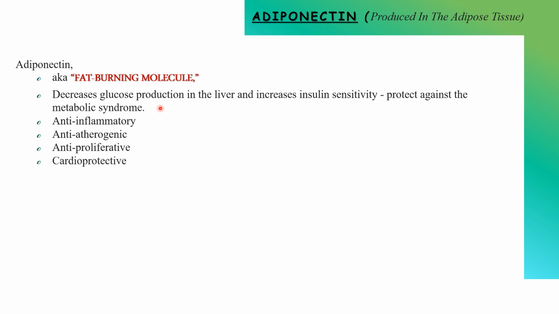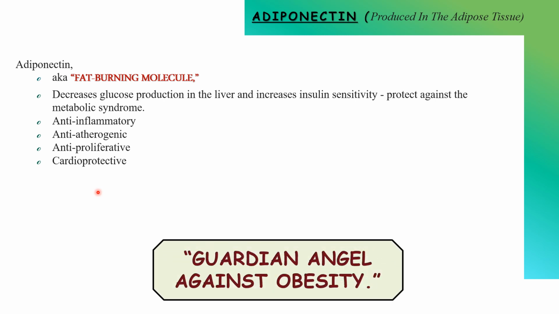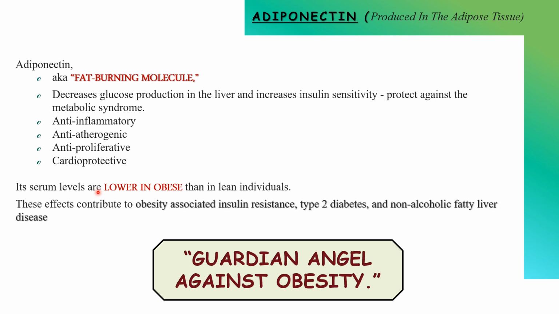And since it has so many positive effects and protects you from the negative effects, it is also called the guardian angel against obesity. But sadly, adiponectin levels are very low in obese individuals as compared to lean individuals, and therefore such people are more exposed to insulin resistance, type 2 diabetes, and diseases like non-alcoholic fatty liver disease.